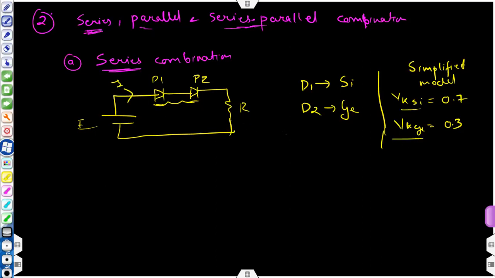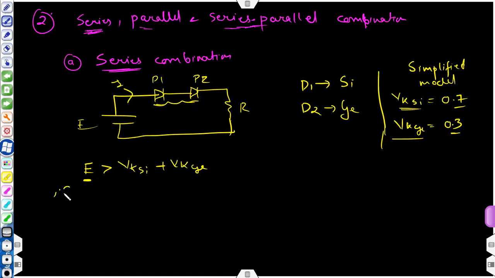Simple, nothing to worry about. You have assumed that the voltage drop across the silicon will be 0.7 and the fixed voltage drop across germanium will be 0.3. Now you have to make sure that E should be greater than Vk silicon plus Vk germanium. These two are in series, so 0.7 plus 0.3 will give you 1 volt. So this external voltage supply should be greater than 1 volt. Otherwise, this will be in off state.